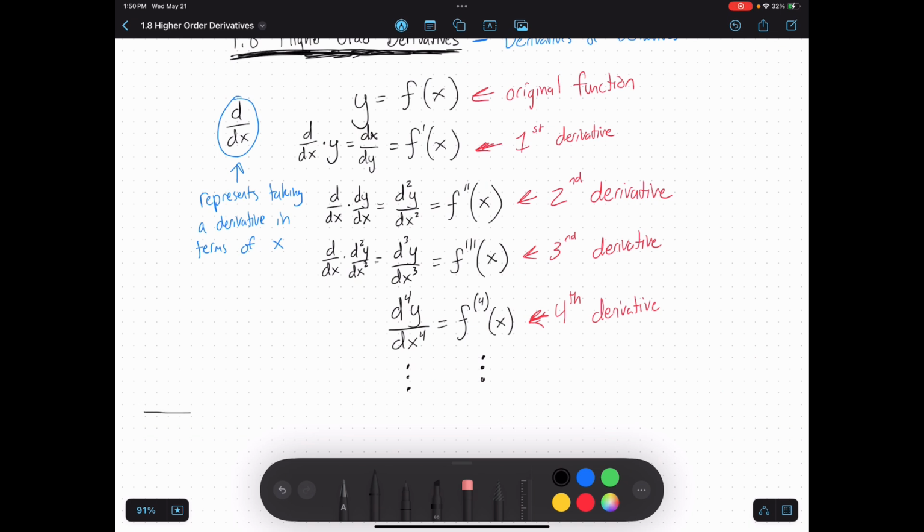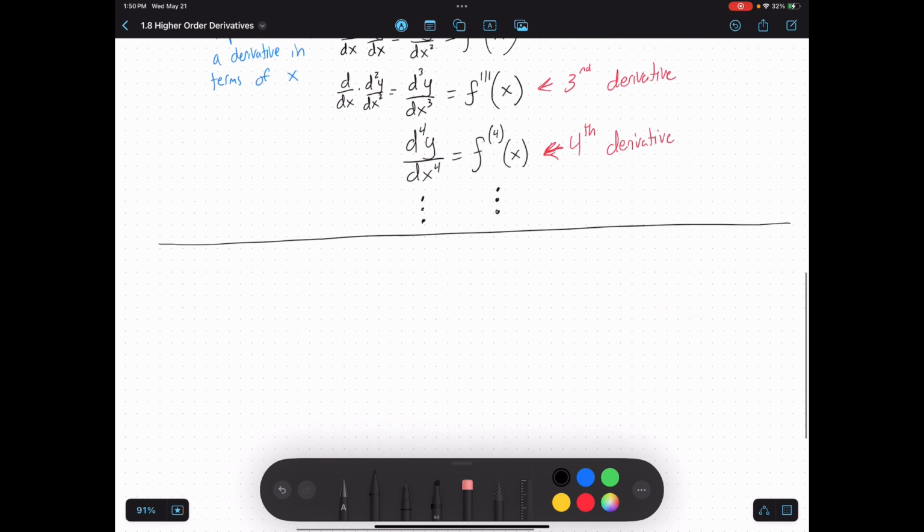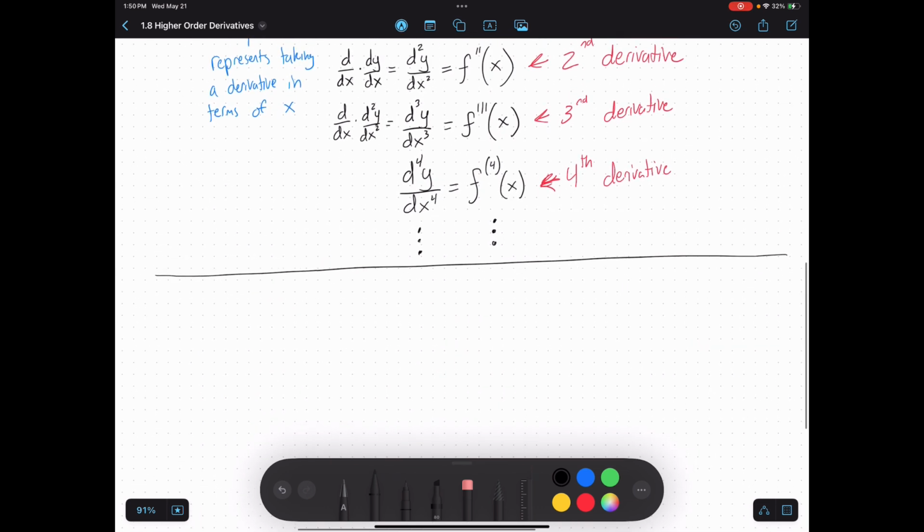But this begs the question of why is this helpful? Why might it be helpful to find these higher order derivatives? Well, to answer this question, we're going to look at the world of physics. And we've already looked at this to a point, right? And so we're going to continue a very similar conversation that we've already had about what a derivative is and relate that to what a second derivative actually represents.